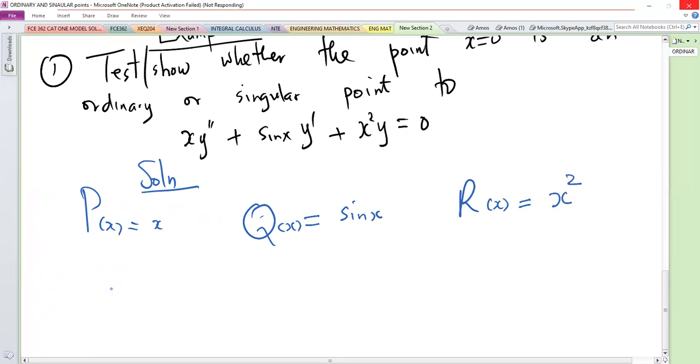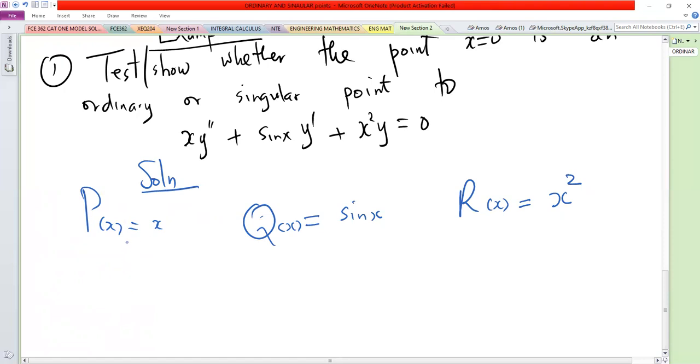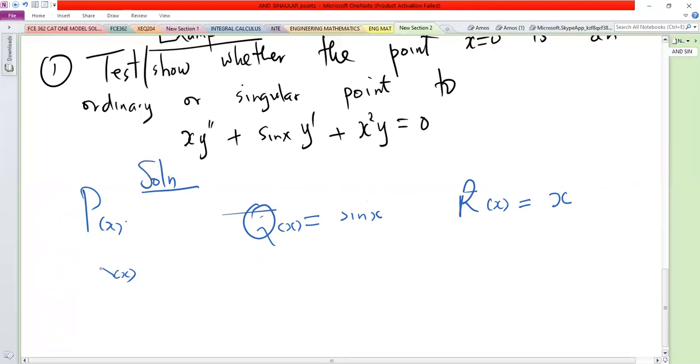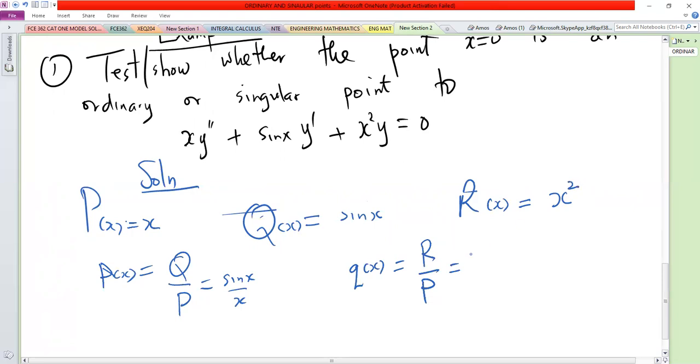So it turns out that small p of x will be given by capital Q over capital P, which is sine x over x, and then small q of x will be given by capital R over capital P, which, remember this is x squared, so x squared over x, which will be x.